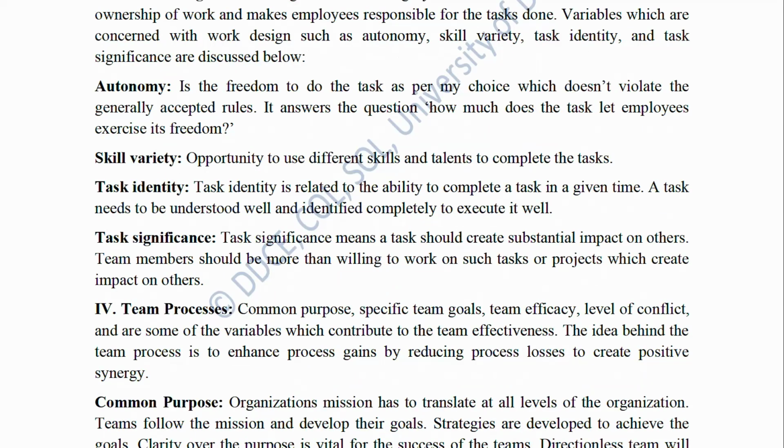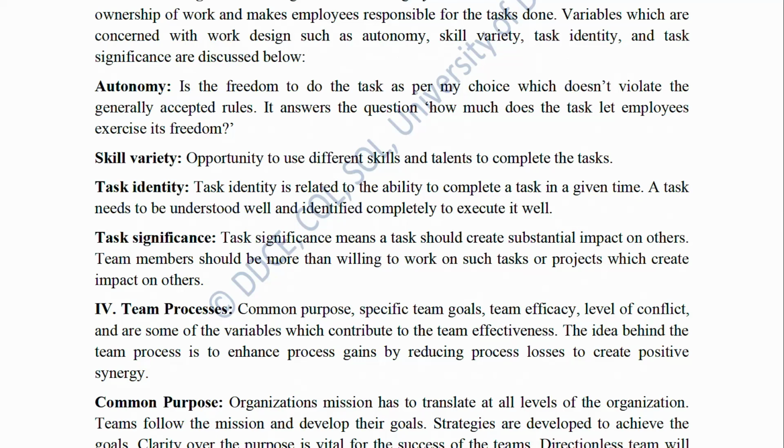Skill variety. Opportunity to use different skills and talents to complete the tasks. Task identity. Task identity is related to the ability to complete a task in a given time. A task needs to be understood well and identified completely to execute it well. Task significance. Task significance means a task should create substantial impact on others. Team members should be more than willing to work on such tasks or projects which create impact on others.